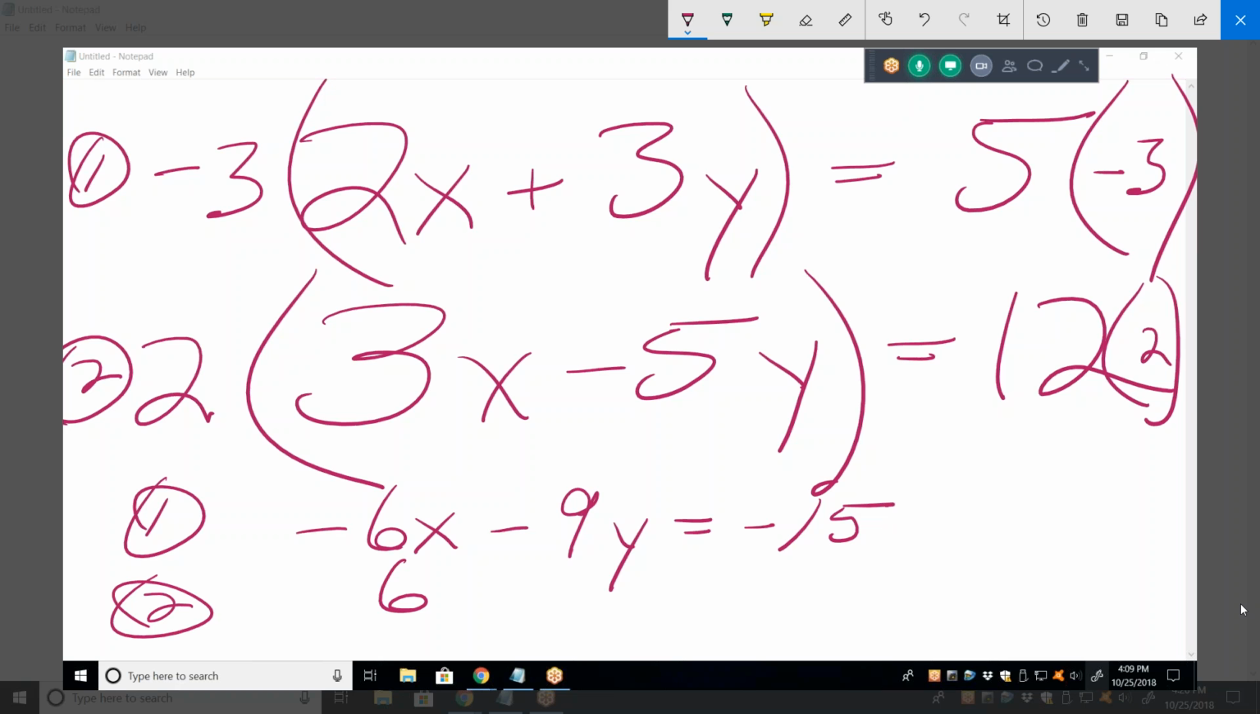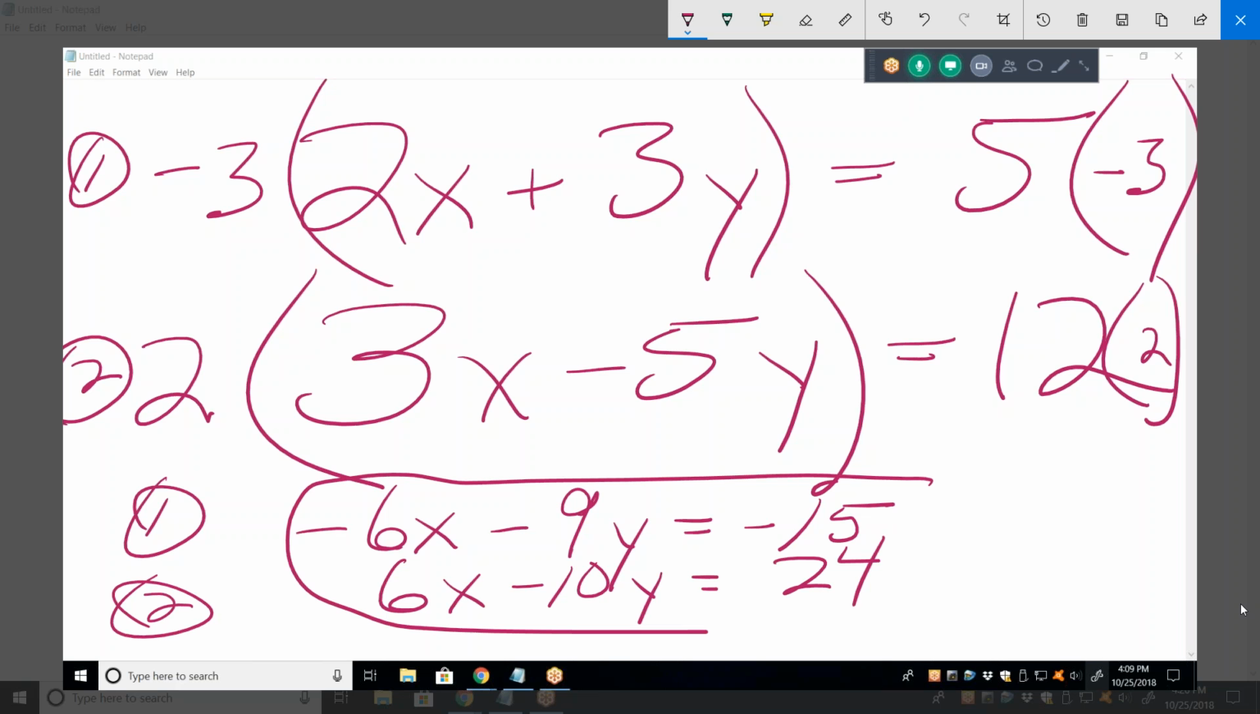6x minus 10y equals 24. Now notice what we're looking at. We can solve that by just adding the two equations. Negative 19y equals 9. So y equals minus 9 divided by 19.